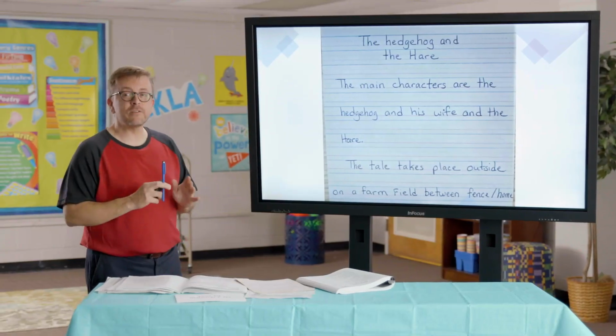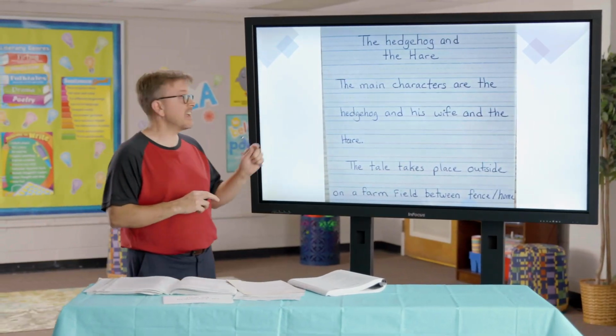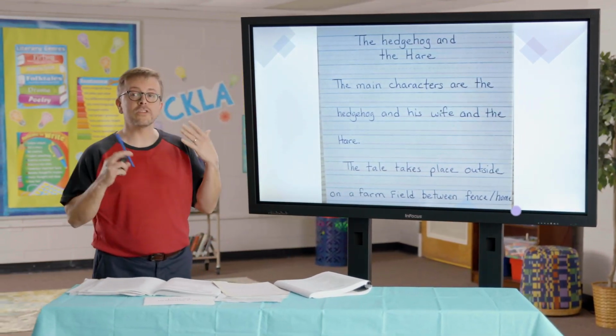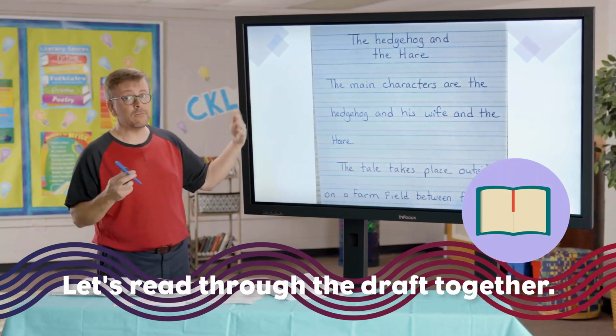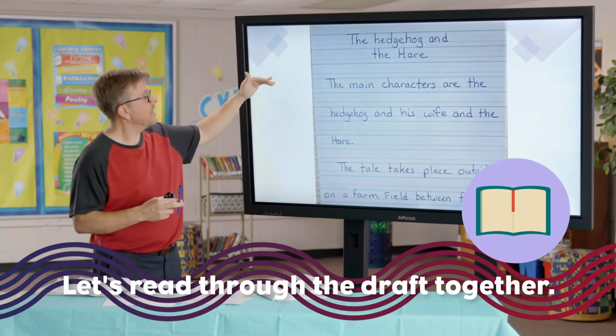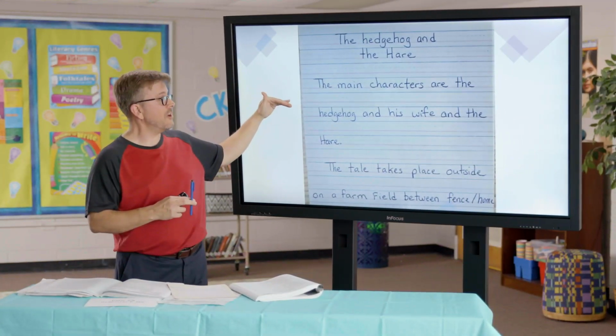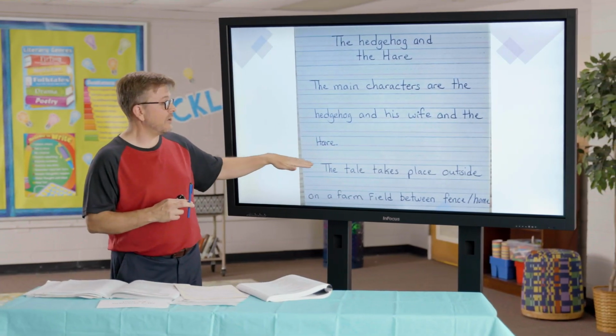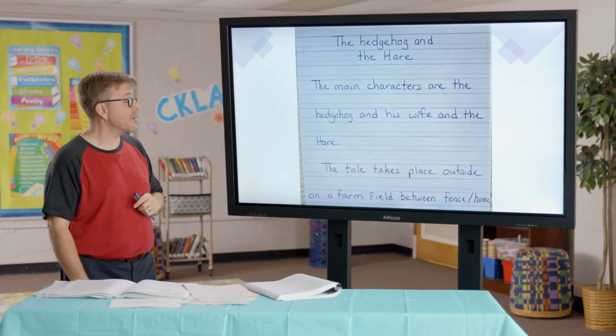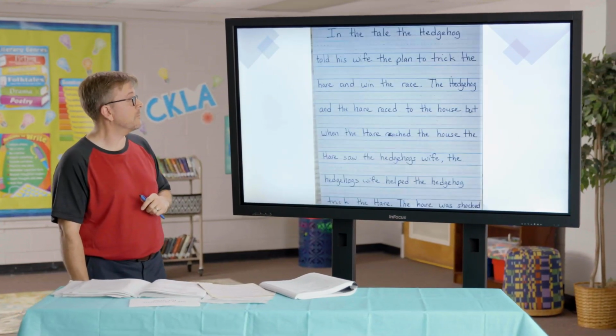All right, boys and girls, let's read through the draft that I have copied up here for us so that you know what the story says. Okay? So the hedgehog and the hare. That's our title. We've already checked it. We know that's there. The main characters are the hedgehog and his wife and the hare. The next paragraph reads, the tale takes place outside on a farm between fence home.